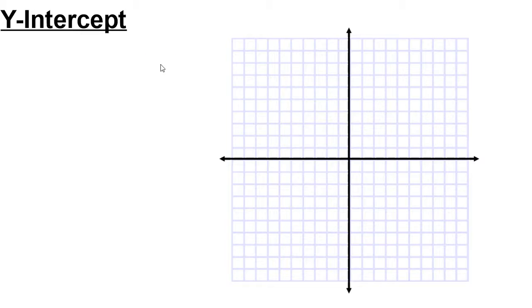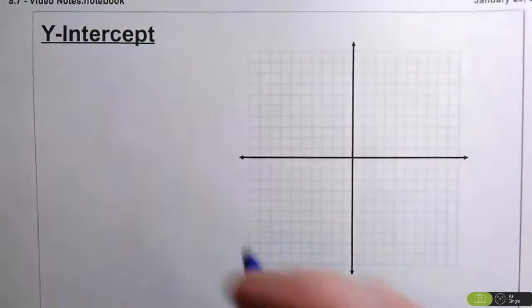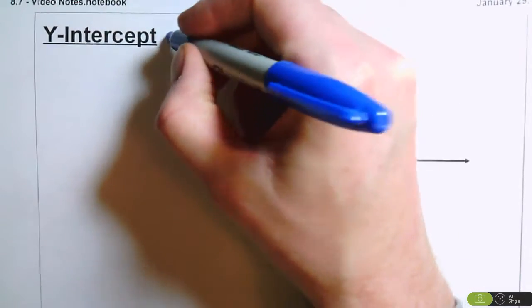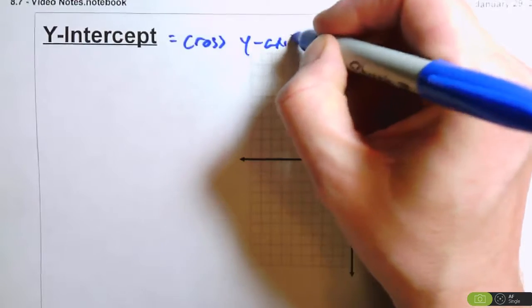What in the heck is the y-intercept? Well, if you know some vocabulary and you know sports, intercept means to catch. And really what it means is to cross. So the y-intercept is the point where you cross the y-axis.